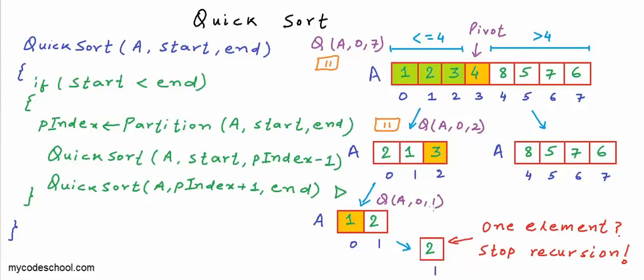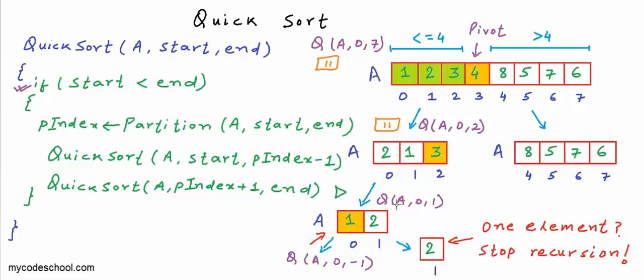We will go to Q(A,0,1). 0 once again is less than 1, so partition will run. We are already showing the partitioned segment here, and first a call will be made to Q(A,0,pindex-1), and the partition index here is 0, so we will make a call like this. Now start equals 0 and end equal -1 is an invalid segment, but our code is taking care of it. We will not go inside the if condition here for this particular call, and this call will simply finish and exit. So this will simply return without doing anything.